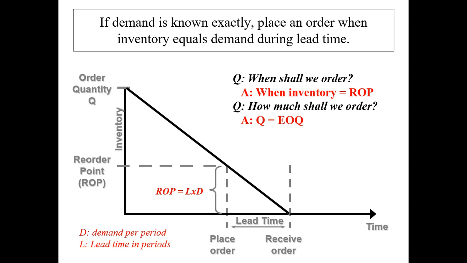For example, if the lead time is 3 days and the daily demand is 10, then 3 times 10 is 30. So when the stock becomes 30, you are supposed to make an order so that the items will be delivered exactly after 3 days. Then we will not have any stock out period. So when shall we order? That is equal to ROP, the reordering point. And how much shall we order? That depends upon EOQ.